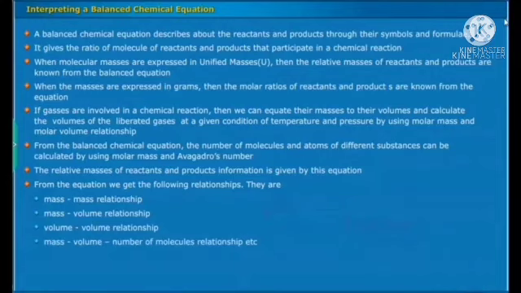From the balanced chemical equation, the number of molecules and atoms of different substances can be calculated by using molar mass and Avogadro's number. Here, Avogadro's number means the number of molecules in every element. We can't count it.